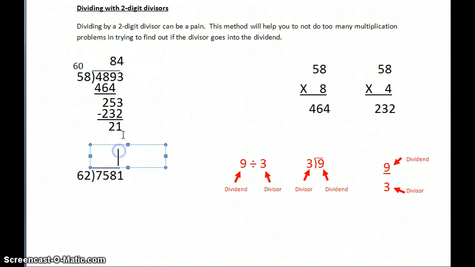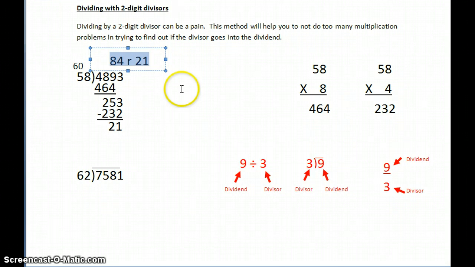4 times. I get 21. Now I'm at the end, and I want to check it just to make sure my remainder 21 is less than my 58. So I can just plop that up there as a remainder of 21. So in this problem, I ended up doing just 2 multiplication problems. Make sure you keep them neat on your scrap paper too, so you can reference them for bigger equations.